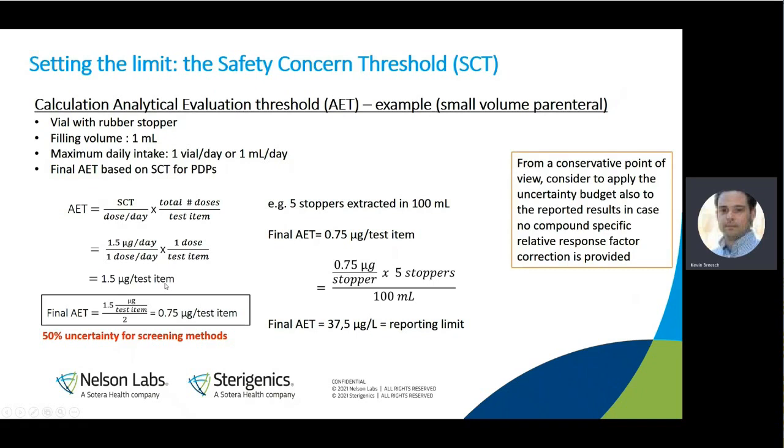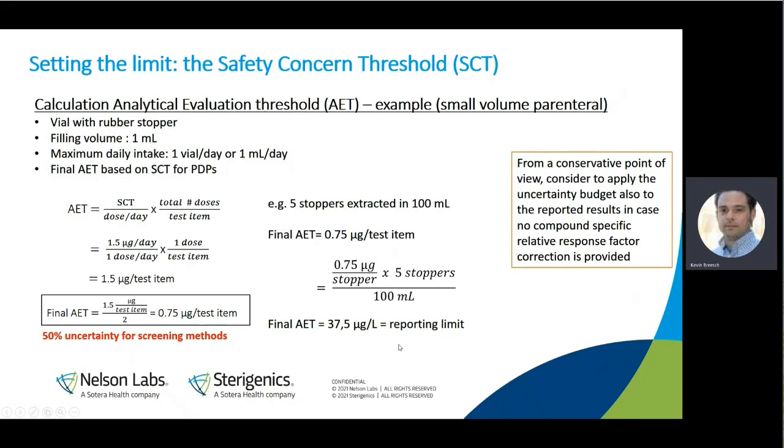We apply an uncertainty factor of 50%. This is done because we are doing screening methodologies. It's not fully validated analytical methods because we don't know what we will be identifying. So it's semi-quantitative. That's why we put the reporting level on the half of the AET. So the final AET is the half of the calculated AET, being in this case 0.5 micrograms per test item or for extractables, this stopper.